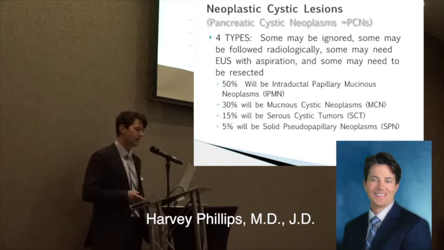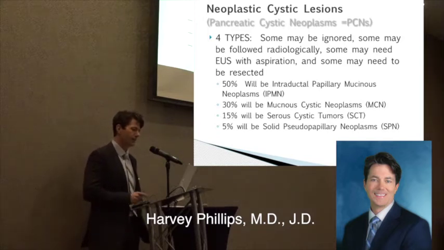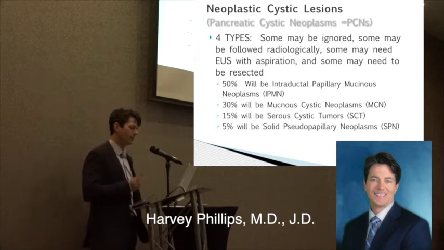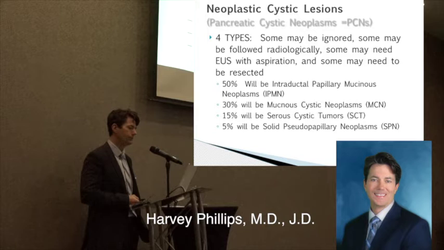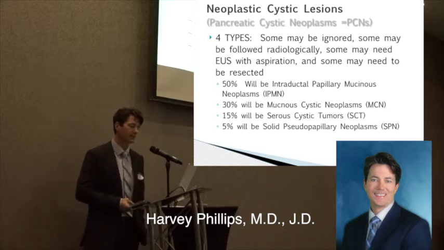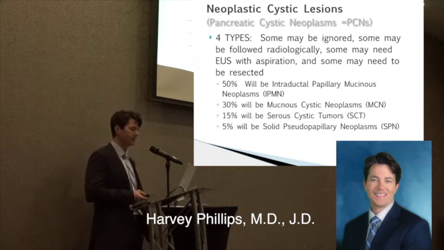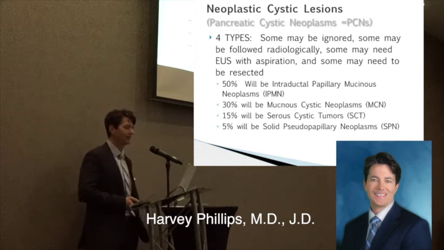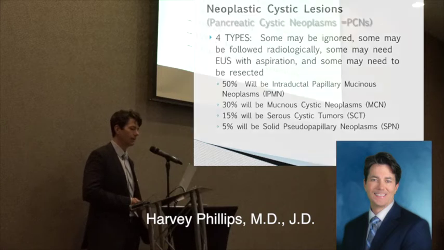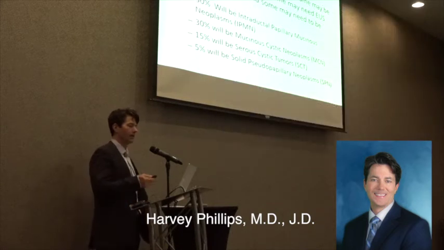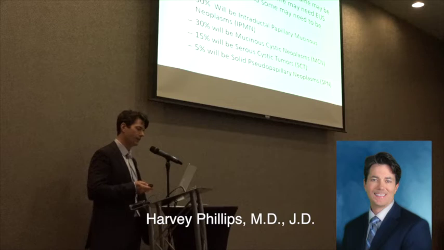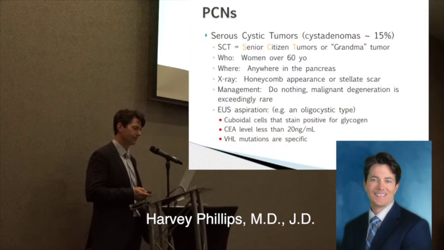Now the numbers you see here, I fudged a little bit. I wanted them to be memorable. They're vague and rounded up or down. But 50% of the time, these neoplastic lesions are going to be IPMNs, intraductal papillary mucinous neoplasias. 30% they're going to be mucinous cystic neoplasias. 15% will be serous cystic tumors. And 5% solid pseudopapillary neoplasias. I'm going to hopefully make these names go away and you'll remember them based on some other criteria.